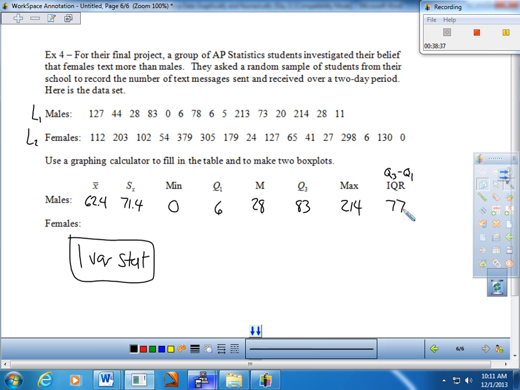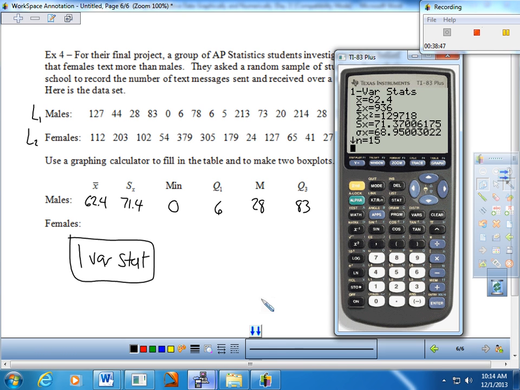All right, good. Now let's go get them. We want to do a one variable stat. So I'm going to do a one variable stat on the L2. And let's see if that comes up nicely for us. There we go. Notice, look at the X bar, everybody, quite a bit greater. Pretty much more than double, by the way.